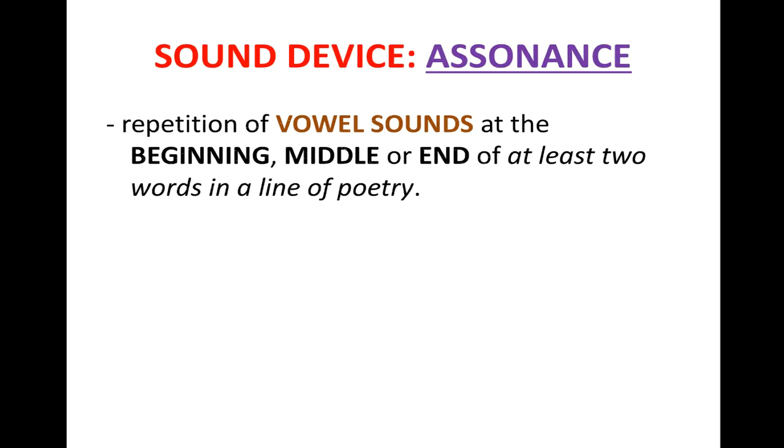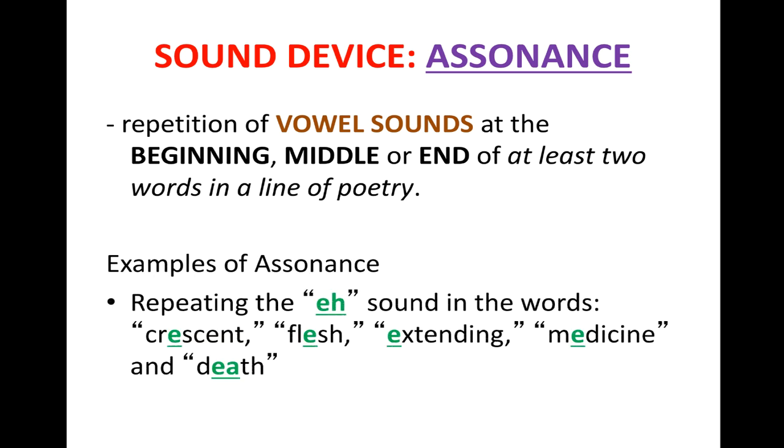Here, assonance: repetition of vowel sounds at the beginning, middle, or end of at least two words in a line of poetry. Vowel sounds are A, I, U, O, E, these sounds. Here, repeating the E sound in the words crescent, flesh, extended, medicine, and death. As you see, we repeated the sound E.